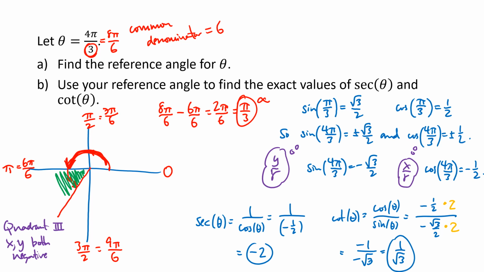So the process here is draw your picture, figure out what your reference angle is, use that reference angle to find sine and cosine, and then use those sine and cosine values to find any other trig functions that you're looking for. So I hope this video helped walking through the steps.